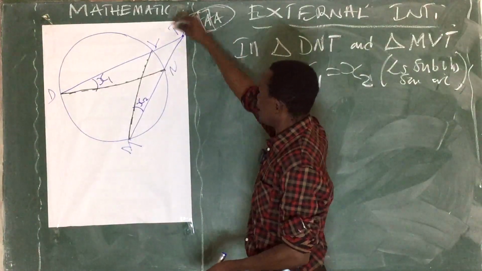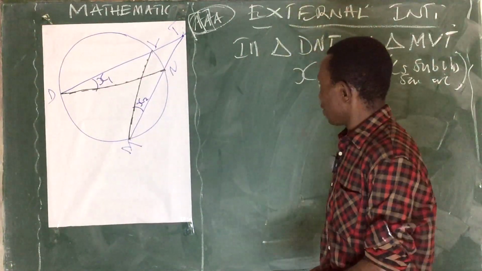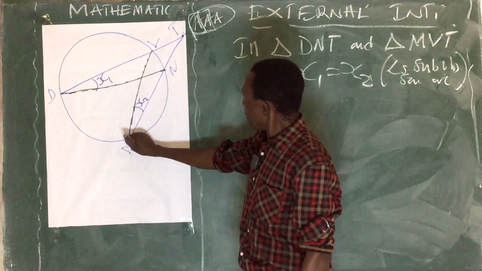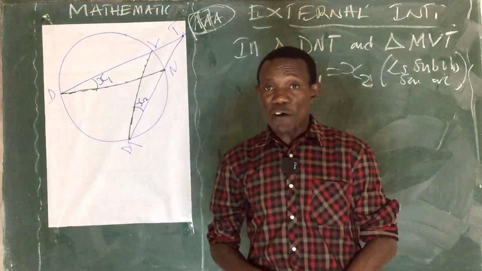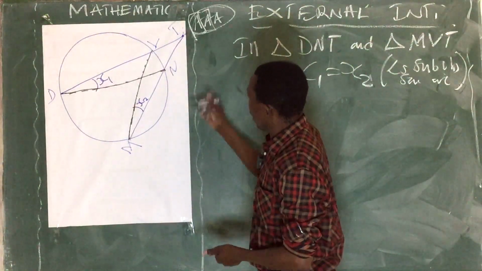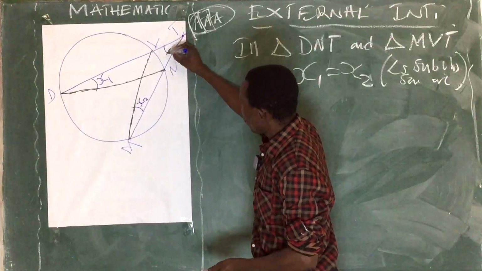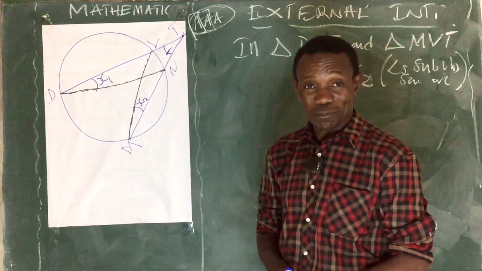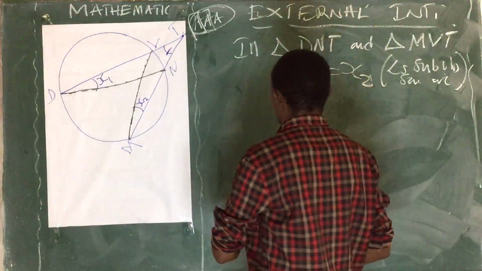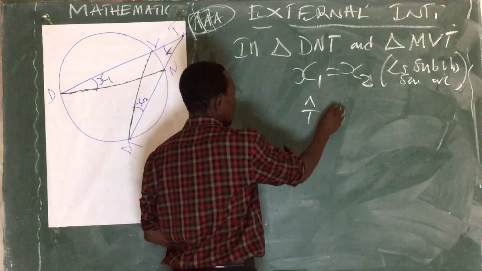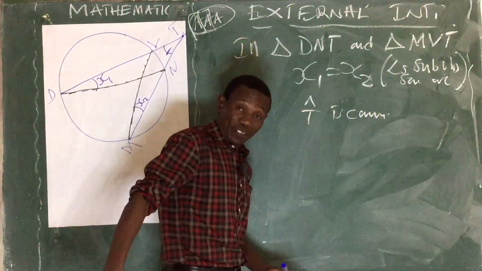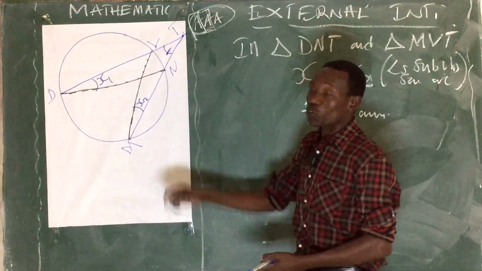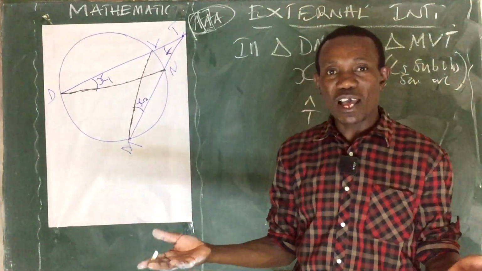Let's go to the second A. If you look at the two triangles, DNT and MVT, they both have a common angle, which is this one here. Look at this angle here. This angle here is common. So both triangles have the same value at the second angle. So I'll write here: angle at T is common to both triangles. Therefore, using this equiangular test, the second A has also been satisfied. We have a pair here of equal angles.